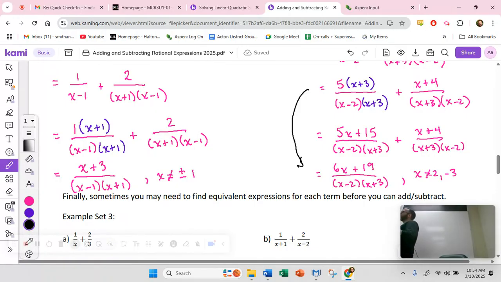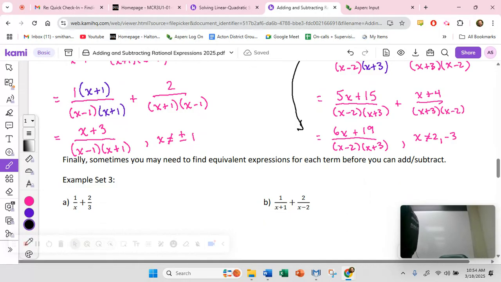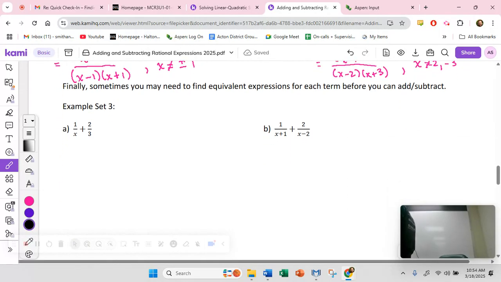All right, level 2 done. Level 3, guys, not so bad. The examples I've cooked up here, not too bad at all. Let's look at example set 3. 1 over x and 2 over 3. I can't multiply x by anything to get 3, or 3 by anything to get x. Remember, we have that trick, and there's no obvious common multiple. Just multiply the denominators together to get a good denominator that works.